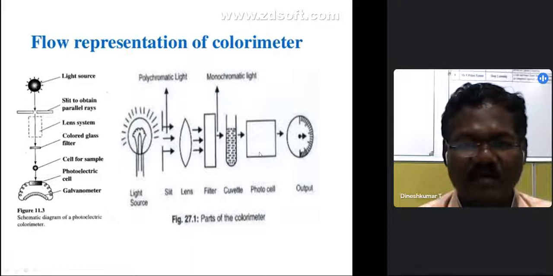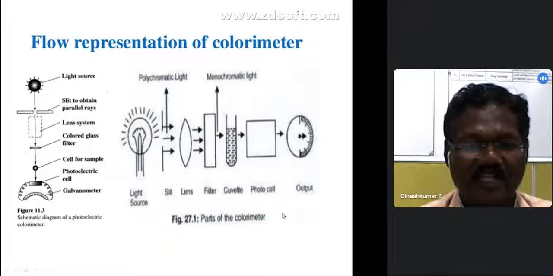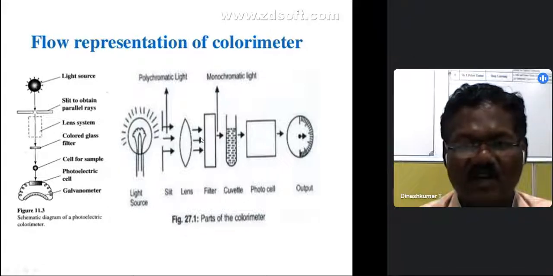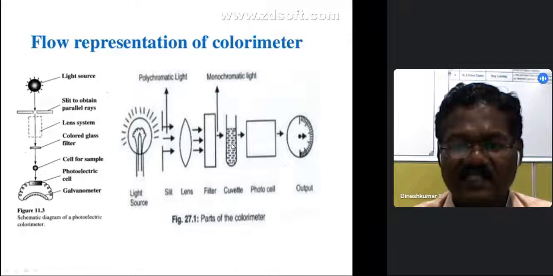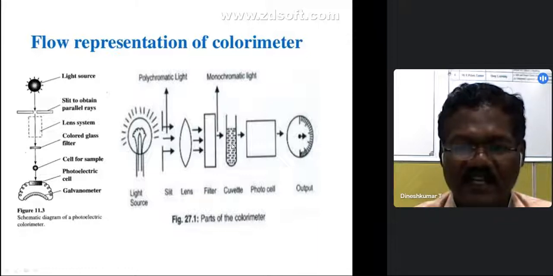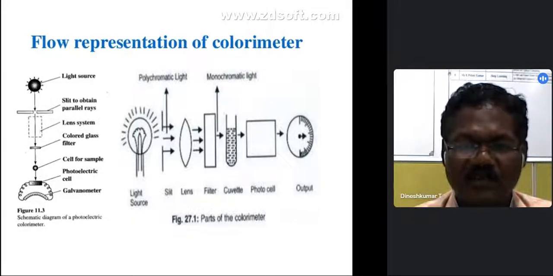Okay, see the second part of the diagram, parts of the colorimeter: a light source and a slit for monochromatic light. Monochromatic means a single form of light only is emitted from the place after the slit. And then one lens is connected. After the lens, the light falls on the monochromator. Then a test tube or cuvette will be placed in that place. In the test tube, a liquid will be present. This liquid may be a color reagent, which is the sample to be measured using the colorimeter technique.